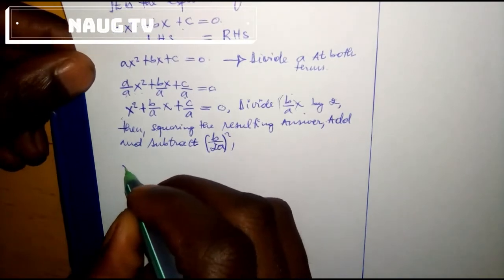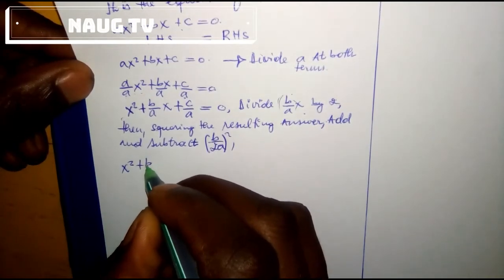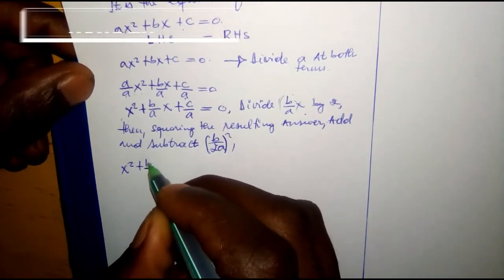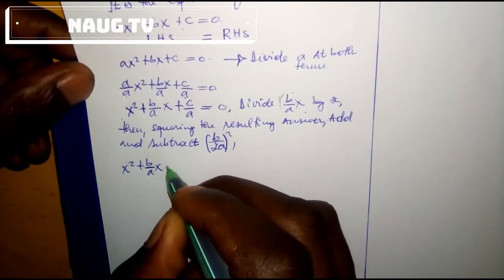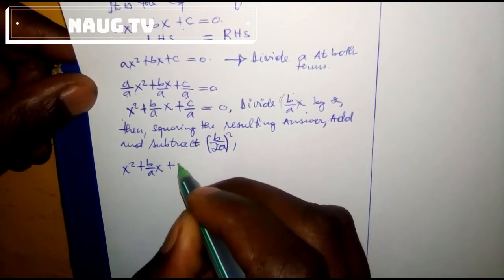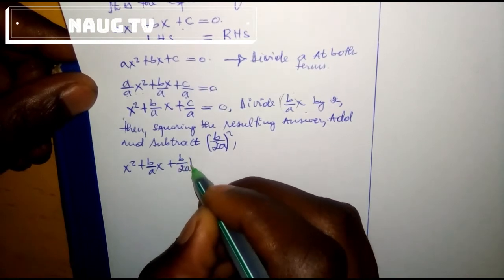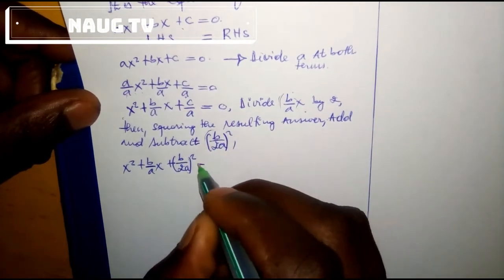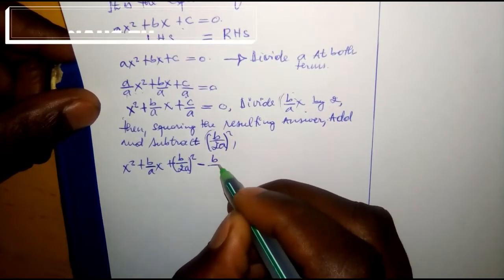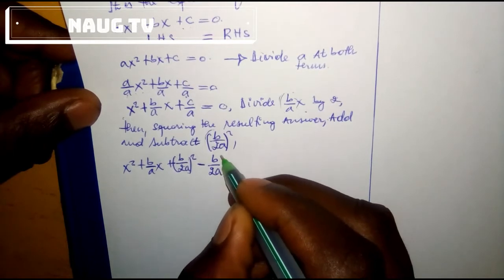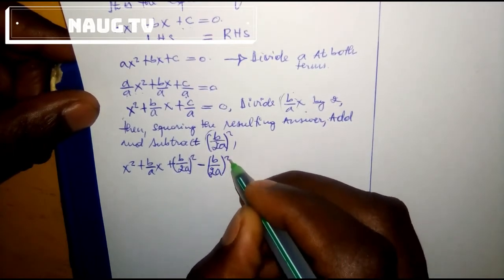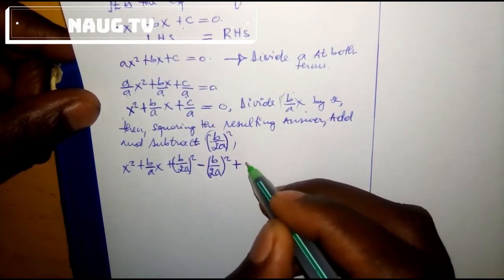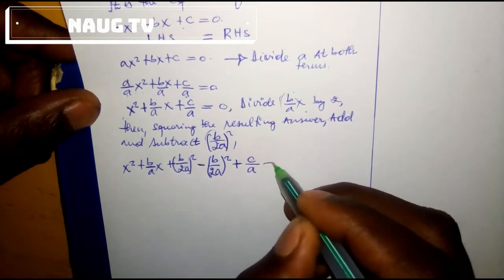Our equation will be x squared plus b over a x, plus b over 2a squared, this term, negative also this term, b over 2a squared, then plus this term, c over a equals to 0.